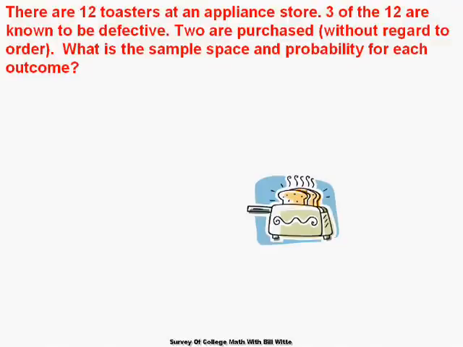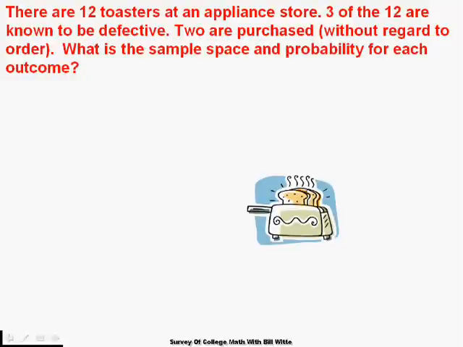We've got 12 toasters at an appliance store. 3 of the 12 are known to be defective. 2 are purchased without regard to order, so we're going to use combinations here. We're not going to care about which one we bought first or second. Here again, what's the sample space going to be? Tell me all the possible things that can happen, and what is the probability for each outcome?